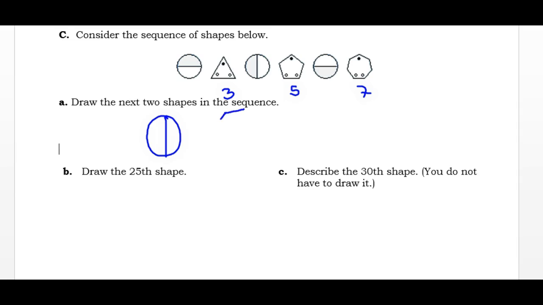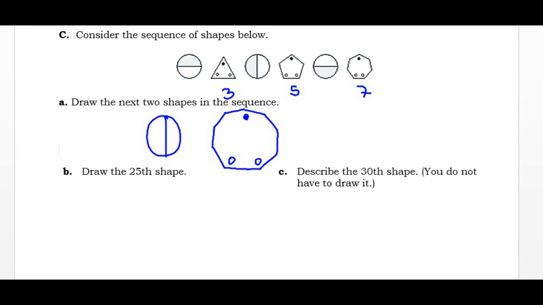1, 2, 3, 4, 5, 6, 7, 8, 9. Hopefully that looks like 9 sides. And I'm going to add that shaded circle at the top and the 2 open circles at the bottom.